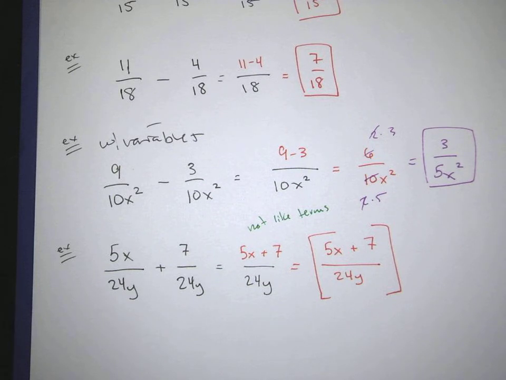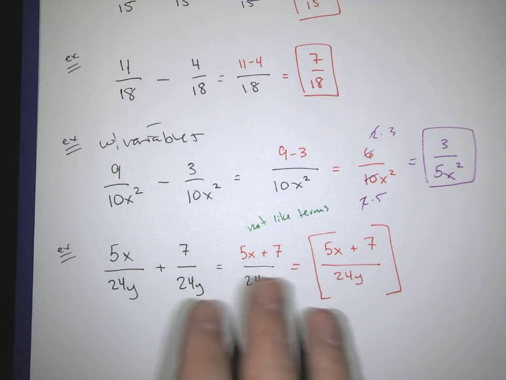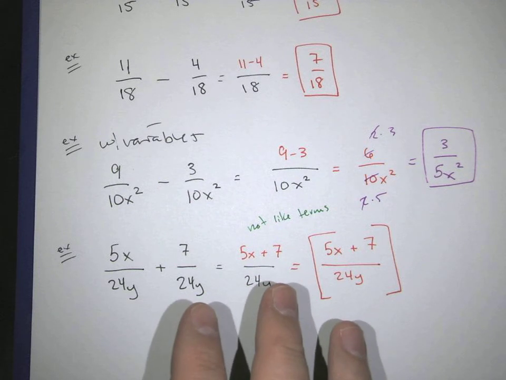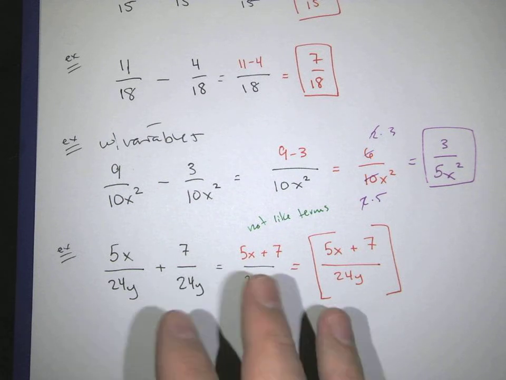That's the basics of it. So when we have a common denominator, all we do is add or subtract everything up top. The denominator on the bottom stays the same, and that's going to be the form.